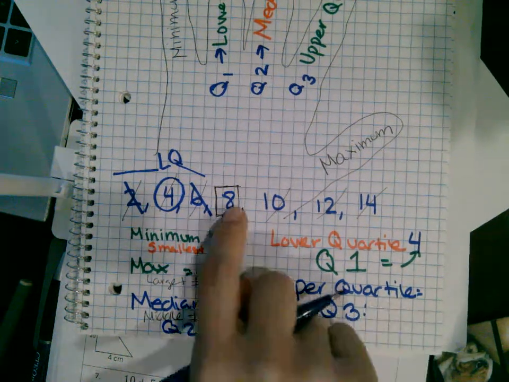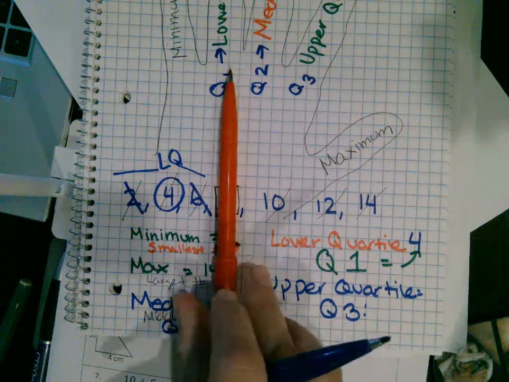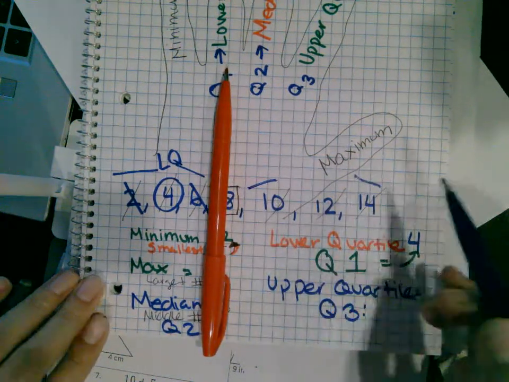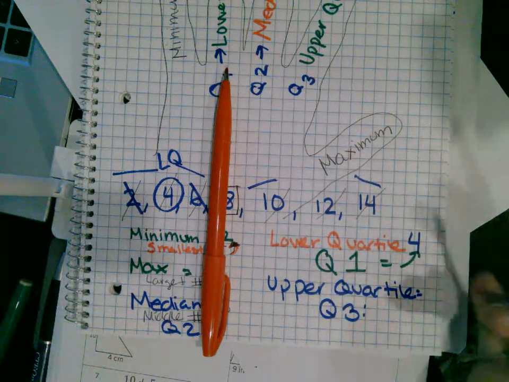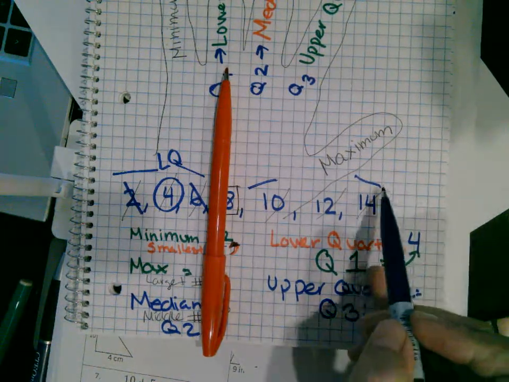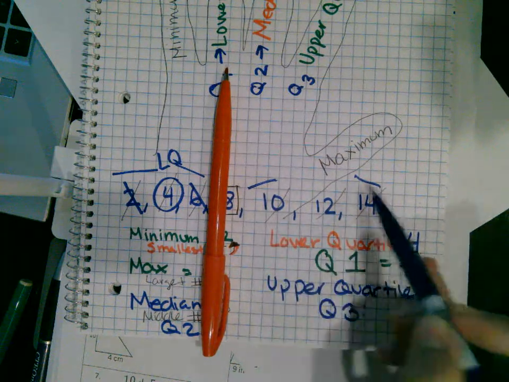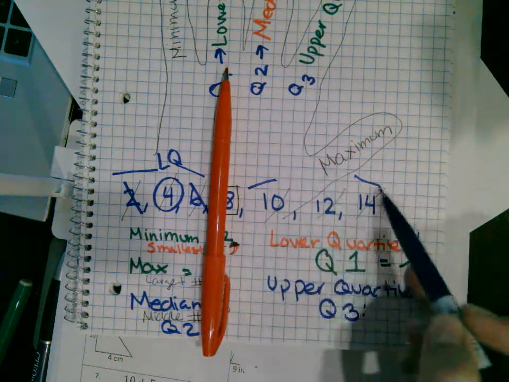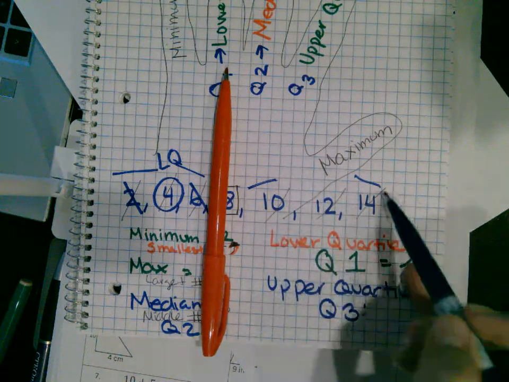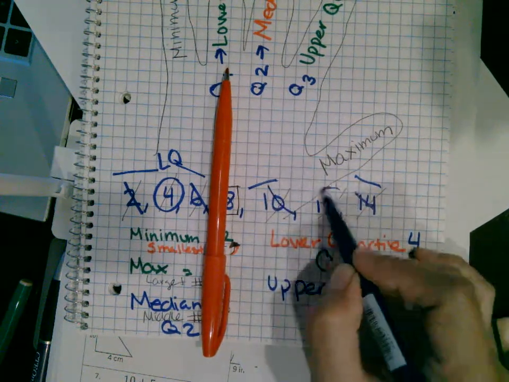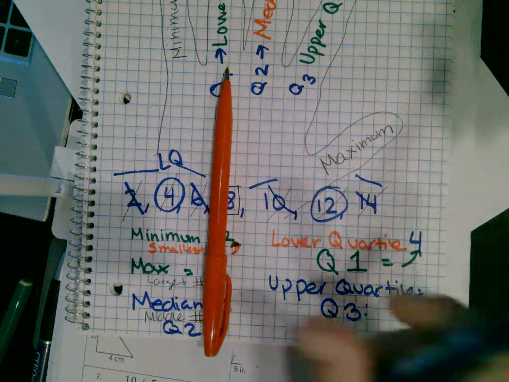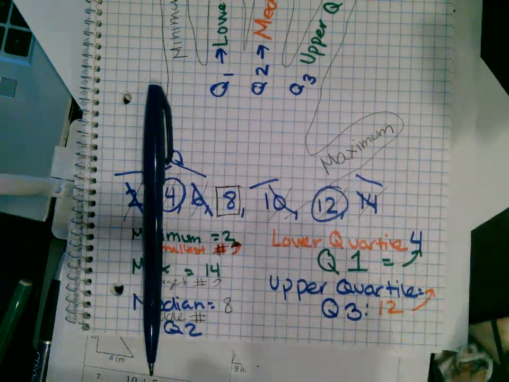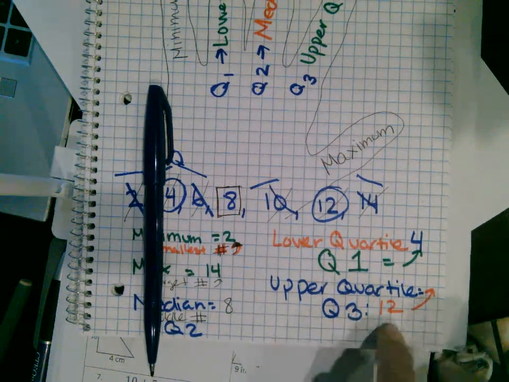Upper quartile. So again, here's the 8. It splits everything in half. So this is your upper part, the numbers that are bigger. Upper quartile is, well, which number is in the middle of the numbers that are bigger on the upper part? So which number is in the middle of these 3? It'd be 12, right? So your quartile 3 or your upper quartile is 12.